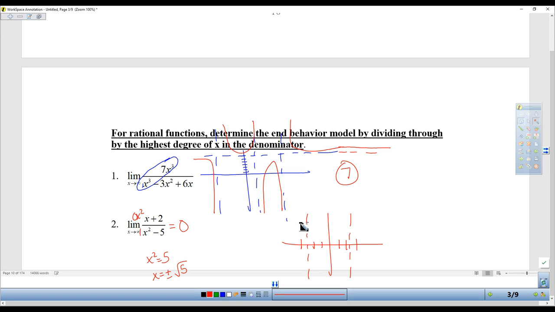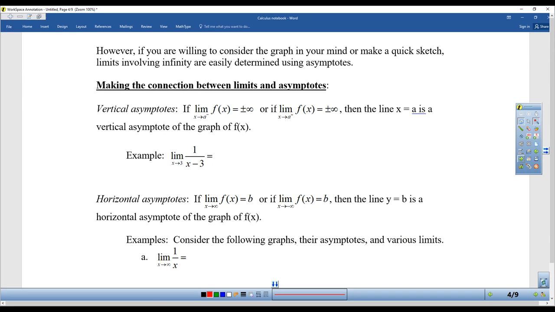But even if I don't know what the graph looks like, I know it has a horizontal asymptote at 0. So maybe it is like this, or maybe it's like this. It doesn't really matter. In the end, this graph is going to go to 0. Look how much faster we just got those 2 answers. And on this next page, I sum this up for you.